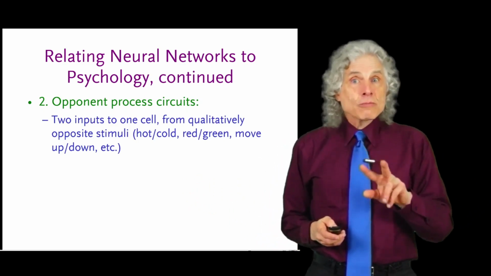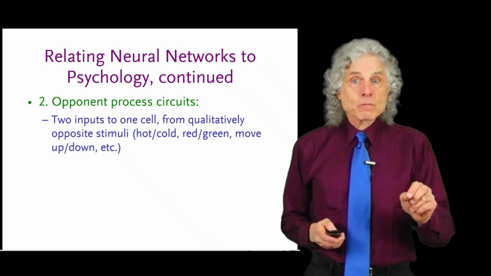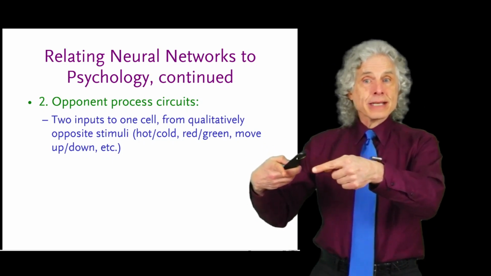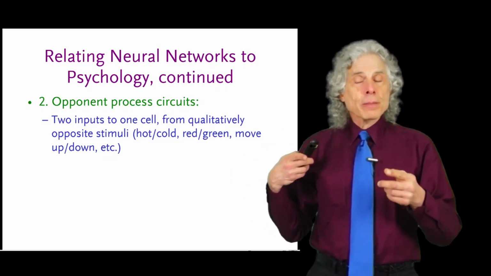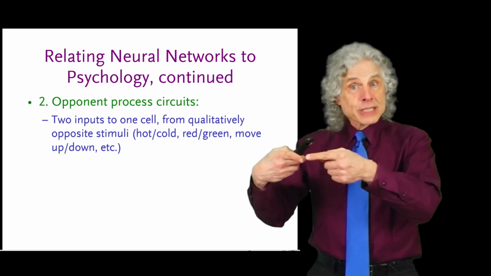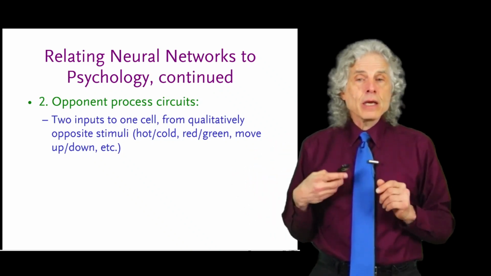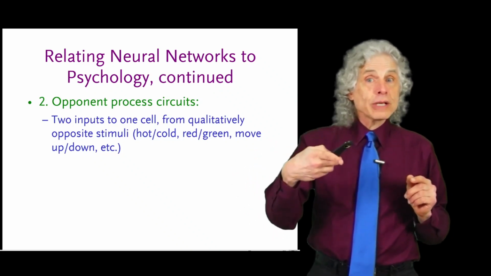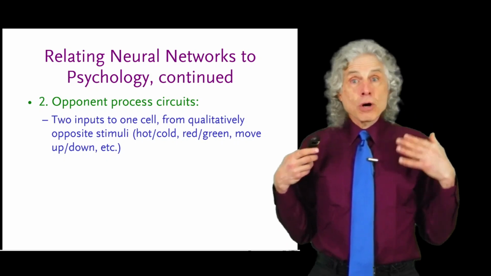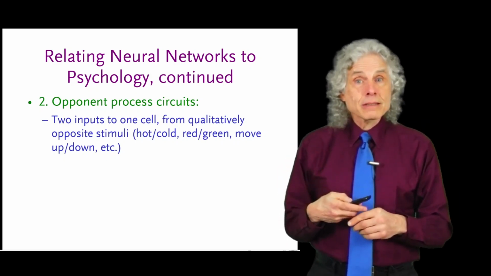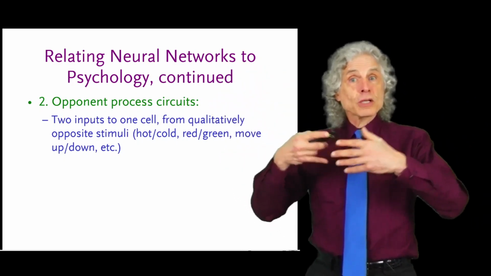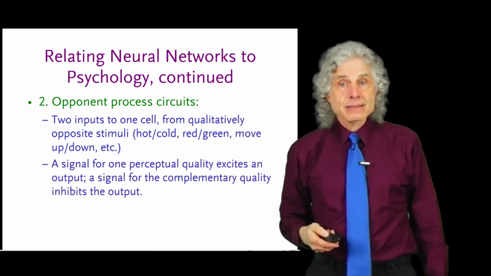Think about receptors that respond to different qualities. Here's the way a lot of your nervous system is wired. You have two inputs to a cell that come from qualitatively opposite kinds of inputs. So you might have a hot receptor and a cold receptor converging on a neuron in the skin. You might have a receptor from a red cone and a green cone converging on an intermediate layer in your retina. In your motion-sensitive areas of the brain, which I talked about in the last lecture, you might have neurons that respond to inward motion and neurons that respond to outward motion converging on the next cell down.